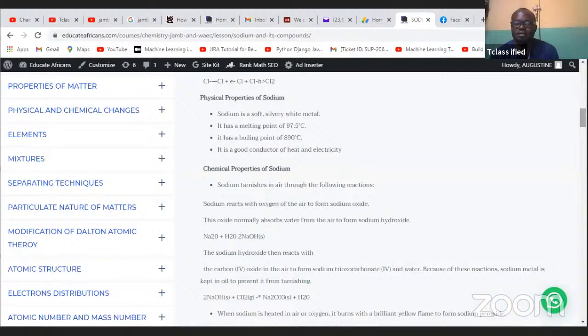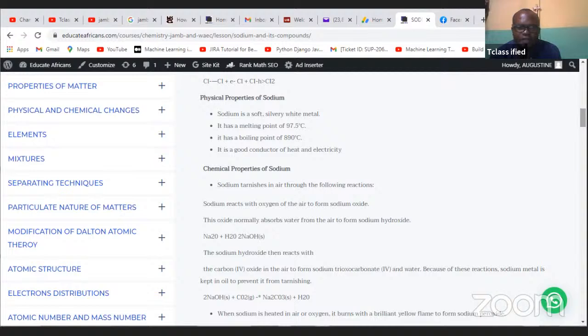Now, what are the chemical properties of sodium? Sodium tarnishes in air through the following reaction. Sodium reacts with oxygen of the air to form sodium oxide. The oxide normally absorbs water from the air to form sodium hydroxide. And sodium hydroxide reacts with carbon(IV) oxide in the air to form sodium hydrogencarbonate and water. Because of these reactions, sodium metal is kept in oil to prevent it from tarnishing.